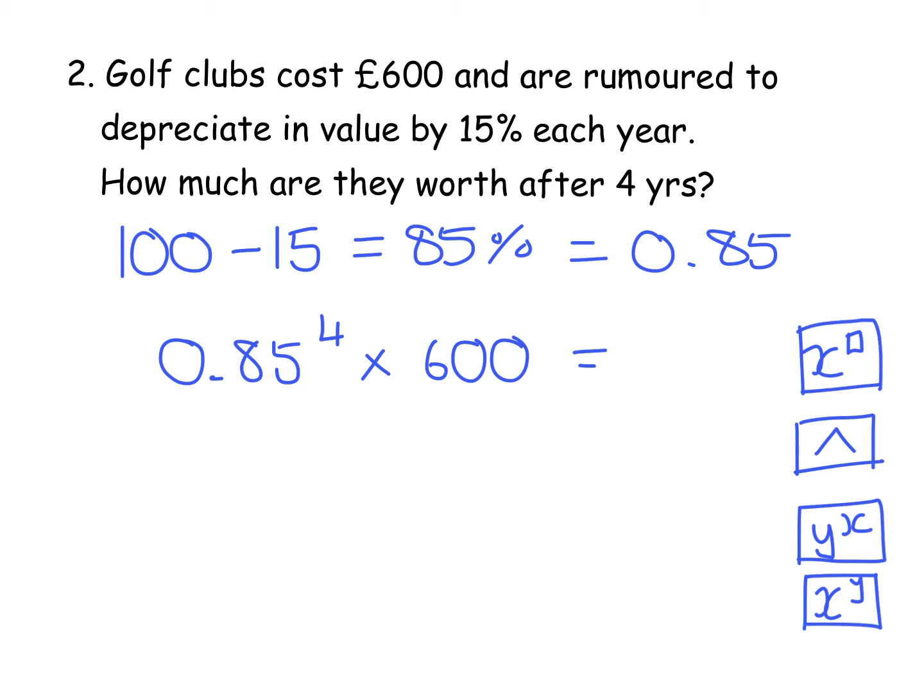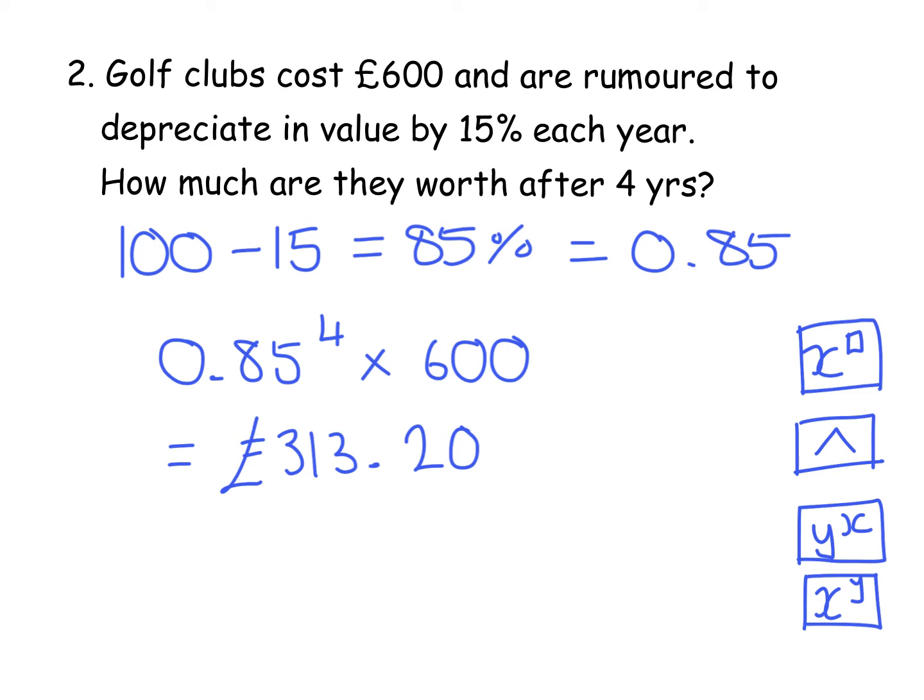So to do this then, you do 0.85 to the power 4 times 600. I'm just typing it in my calculator just now. And it gives me £313.203. So I'm going to say £313.20 for that one. So that is the value of my golf clubs at the end of 4 years. And you'll notice that they've almost gone to about half the value by then.